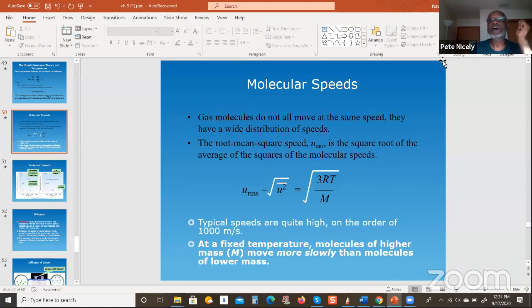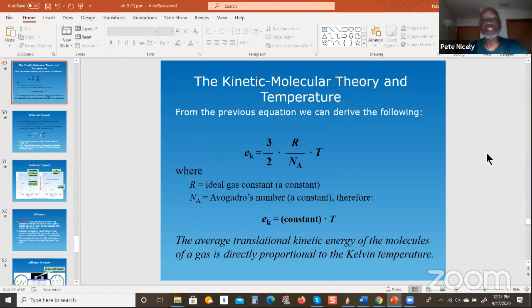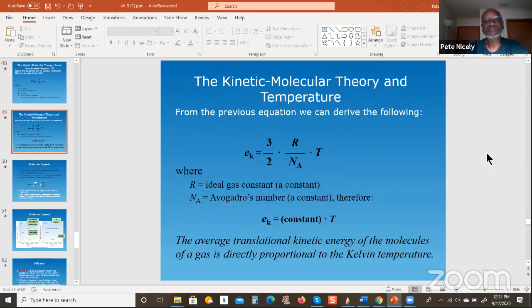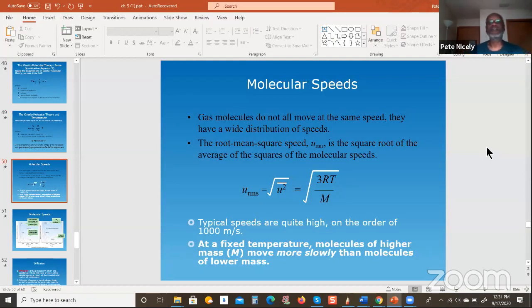I recall that the last thing we discussed in this chapter had to do with the relationship between kinetic energy and temperature and pressure and other variables. And the next topic that we're going to talk about is molecular speeds, all right?